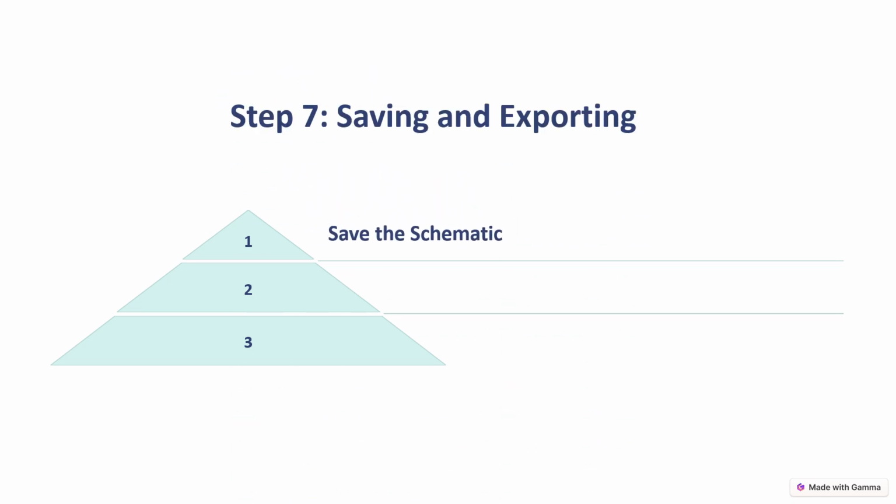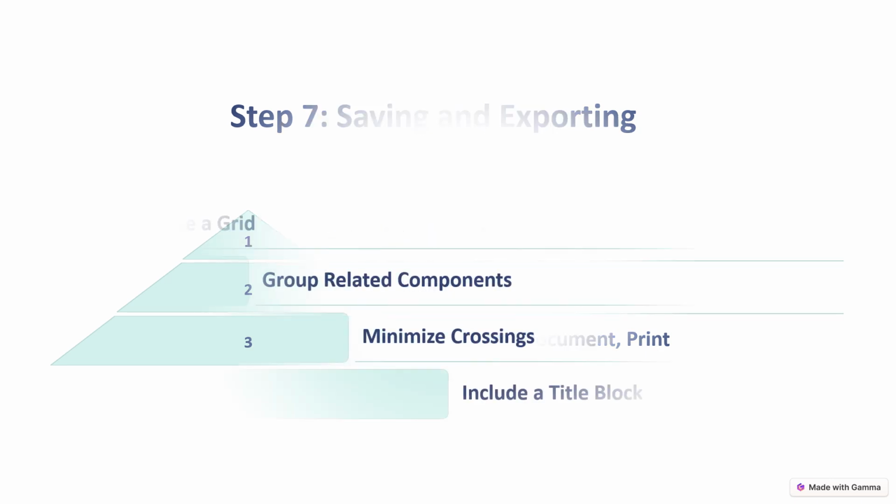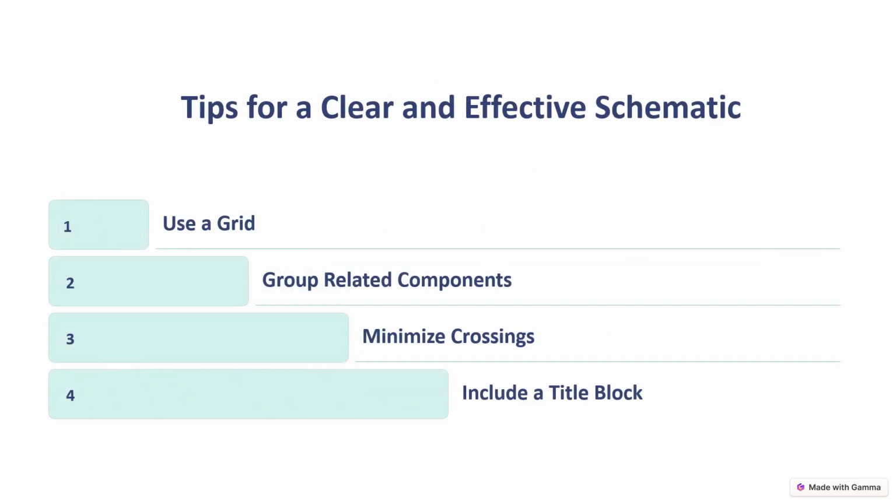Seventh step is saving and exporting. Save the schematic, export, share, document and print. Here are a few tips for a clear and effective schematic: use a grid, group related components, minimize crossings, include a title block.